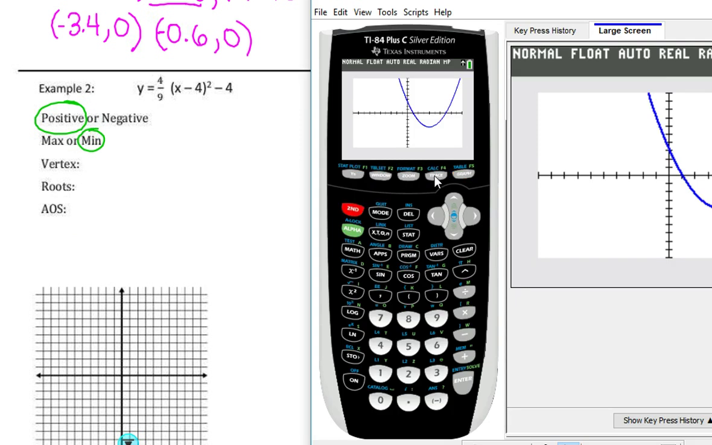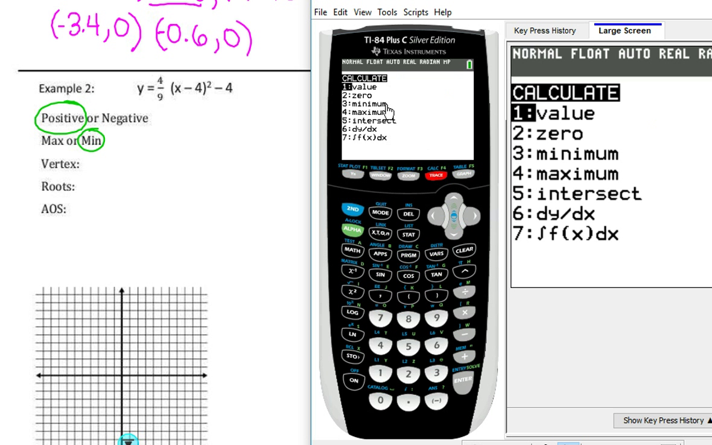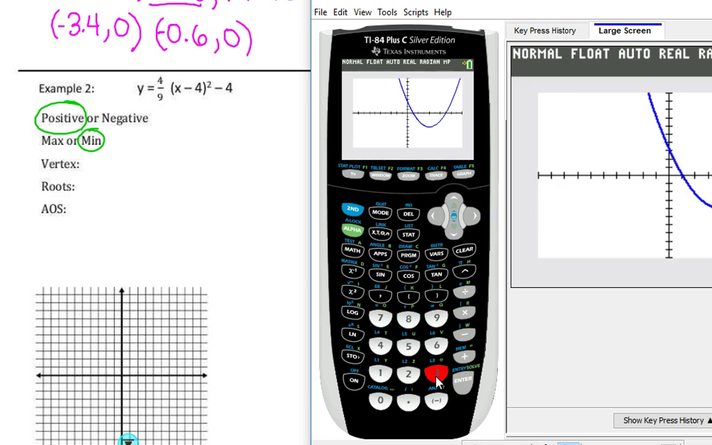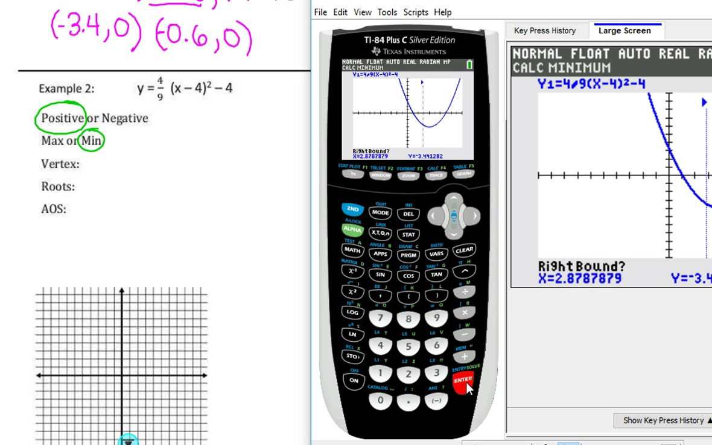So I go to second trace. I'm trying to find my minimum point, option number 3. And now this is where I have to go left and right. So I'm going to scroll this over to the left side of my vertex, which can be here. You kind of want to be somewhat close. And then somewhere over here to the right of the vertex, and then I hit enter one more time for it to take a guess.